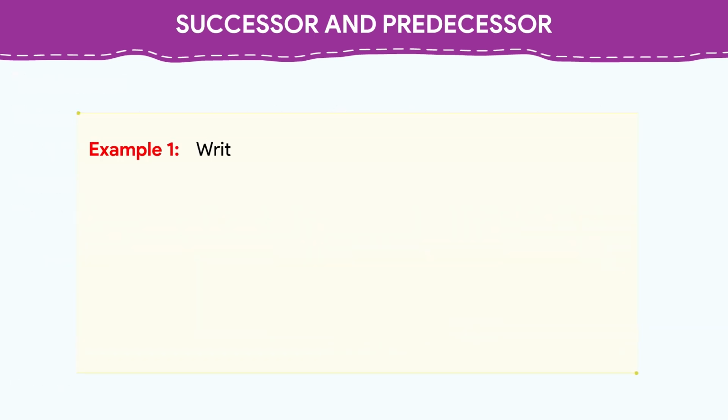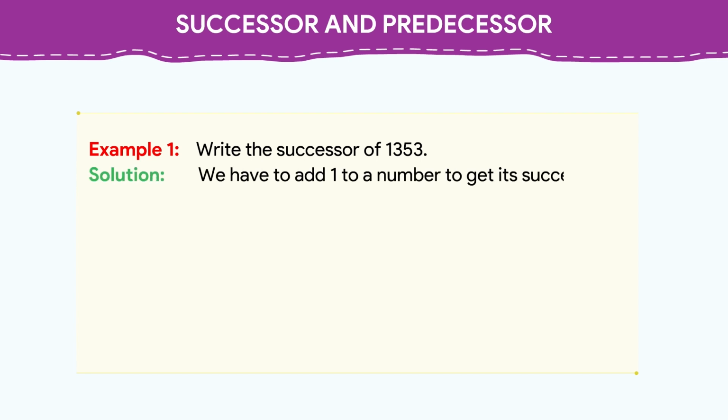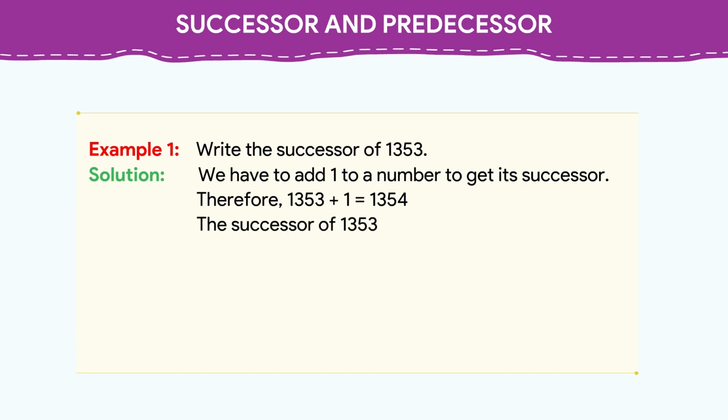Example 1. Write the successor of 1353. Solution. We have to add 1 to a number to get its successor. Therefore, 1353 plus 1 equals 1354. The successor of 1353 is 1354.